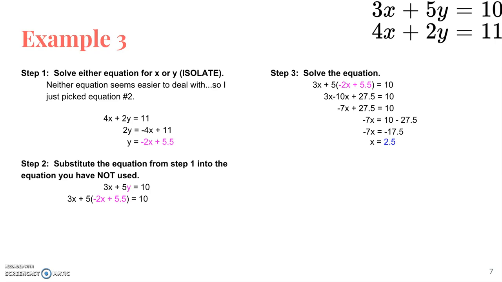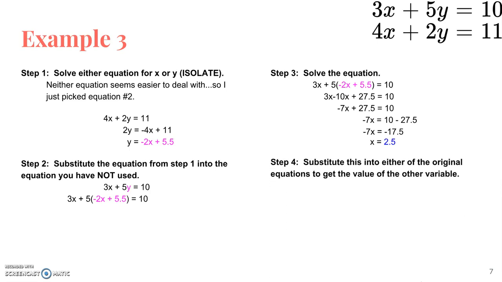We don't really like to see one of each, so keep that in mind. Since I used a decimal for x, I'm going to make sure I'm using decimals throughout. So for step 4, we're then going to substitute this 2.5 into either equation to get the value of the other variable. So I'm going to use equation 2, 4x plus 2y equals 11.